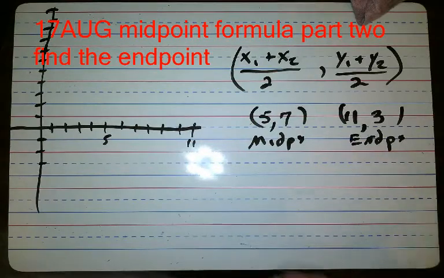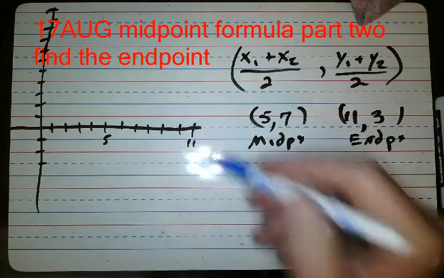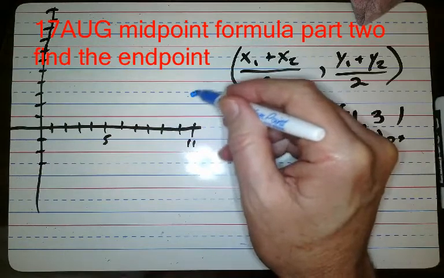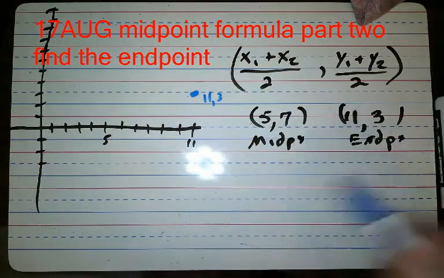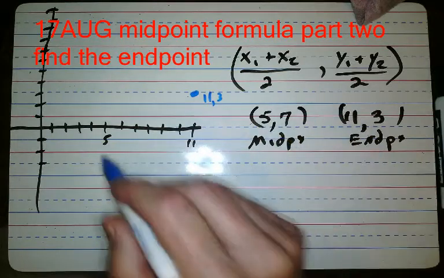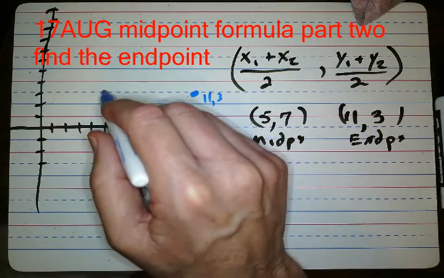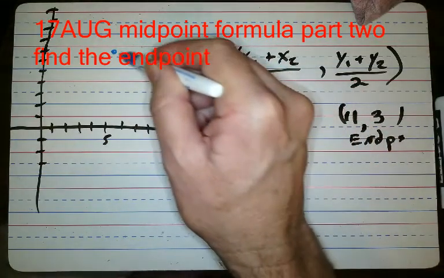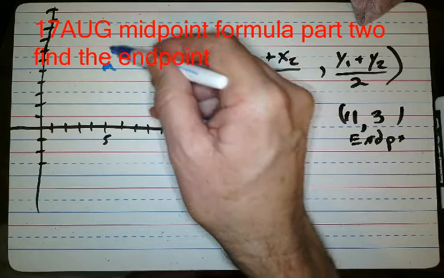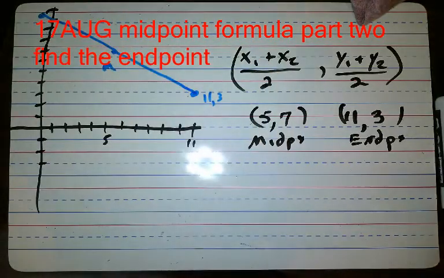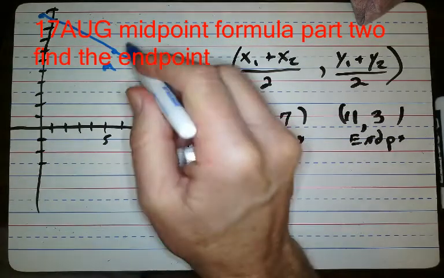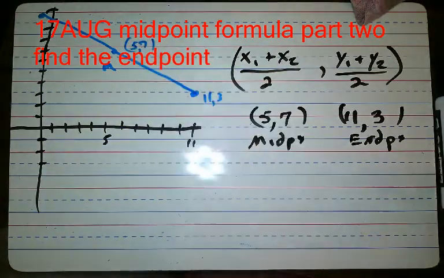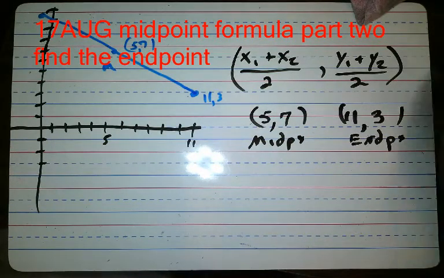Alright, so let's see what we got. The endpoint is 11, 3. And the midpoint is 5, 7. So that's right there. And remember, if this is the middle, the line goes off here somewhere, right? We don't know where. So we need to find that where. This is 5, 7. Now then, we can do the subtraction just like we did before.